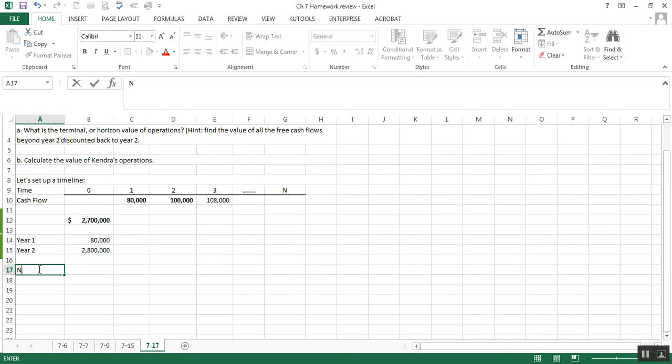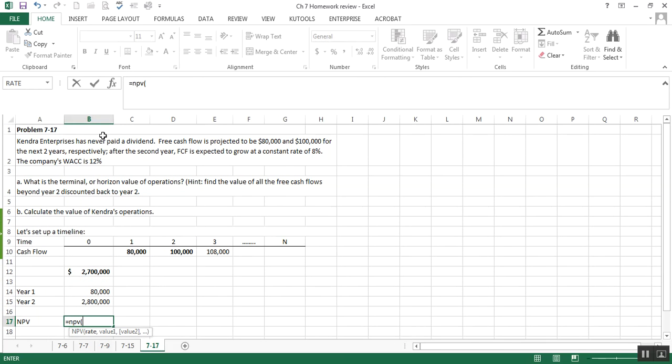We can use our net present value formula to calculate our value of operations. Equals net present value. Our rate is the WACC of 0.12, and the values are going to be these two values. So the value of operations is $2.3 million.